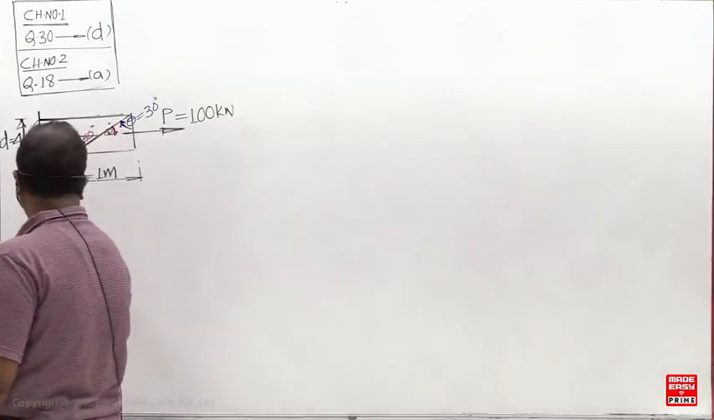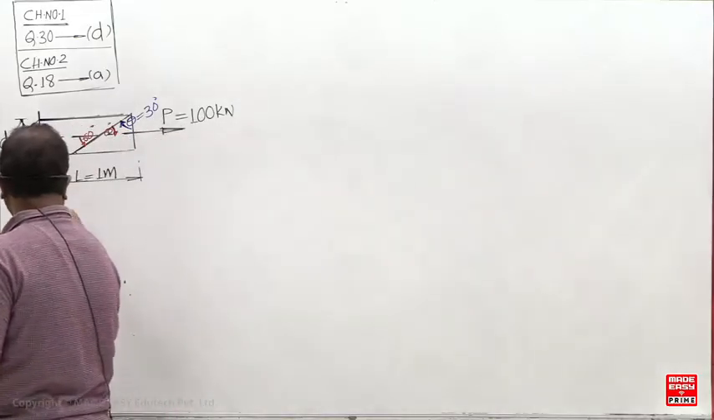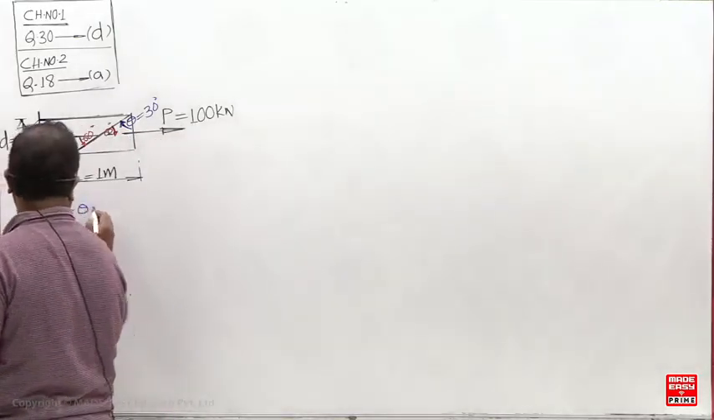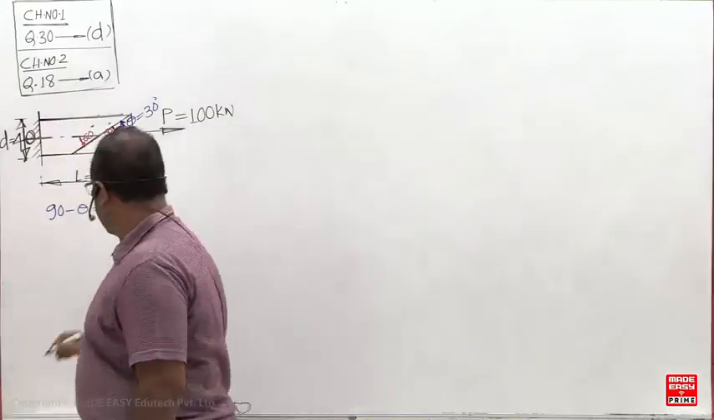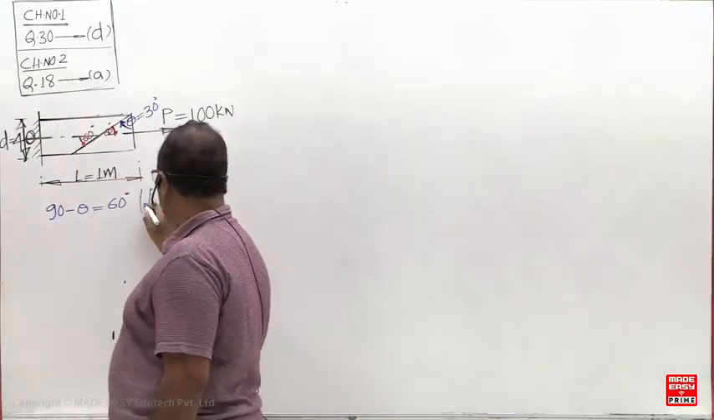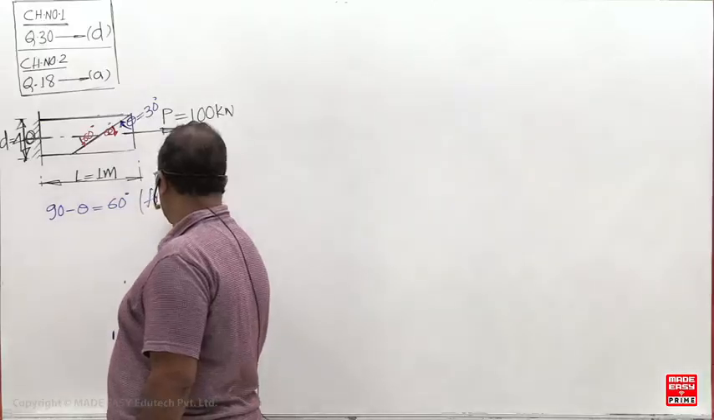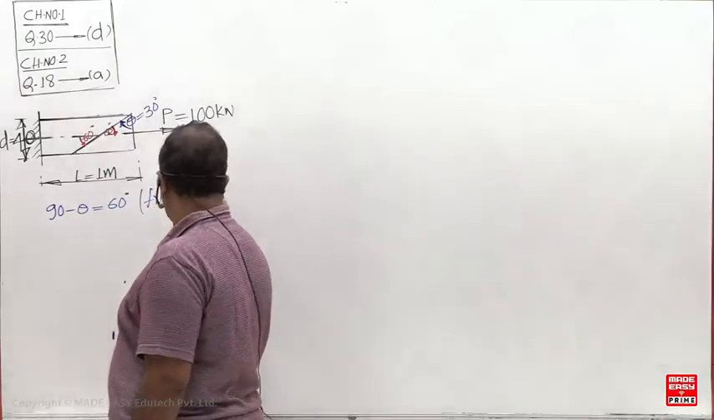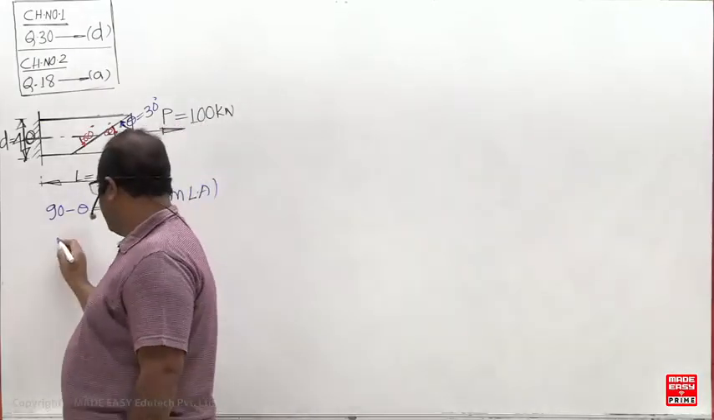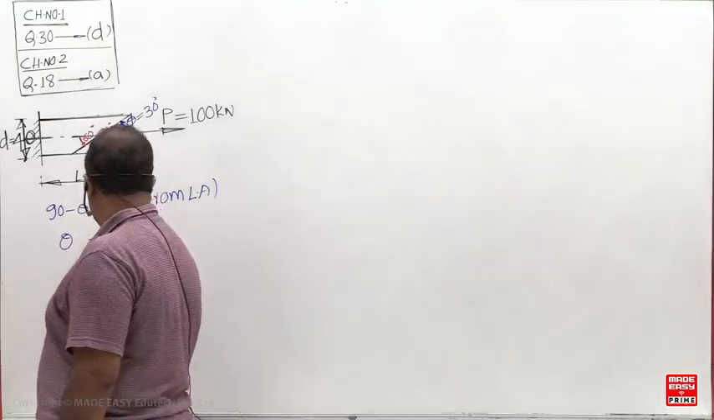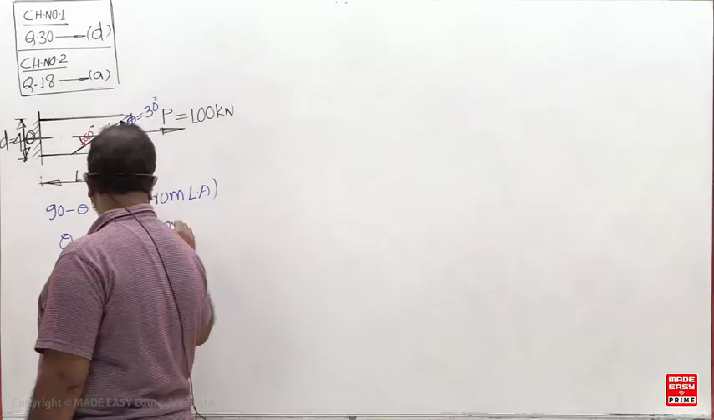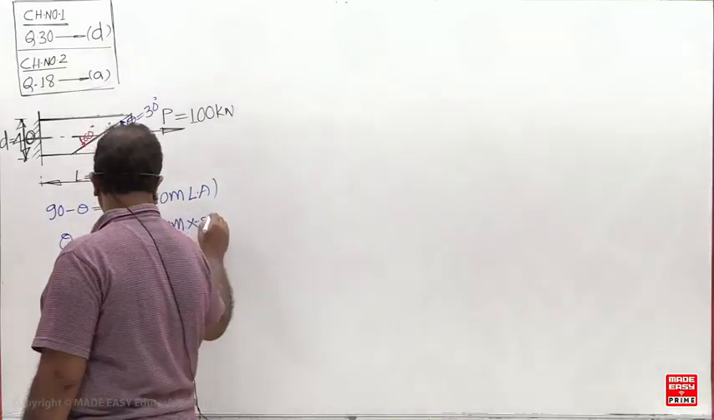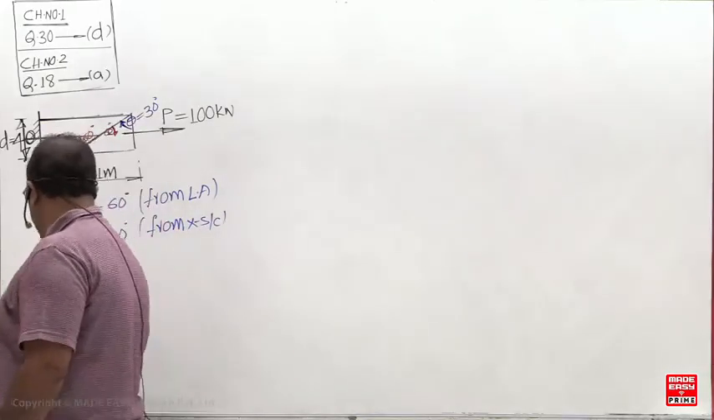In the question, 90 minus theta is given. Where is 90 minus theta from now? From the longitudinal axis. Theta is what now? From the cross section. That's all. Remaining is simple.